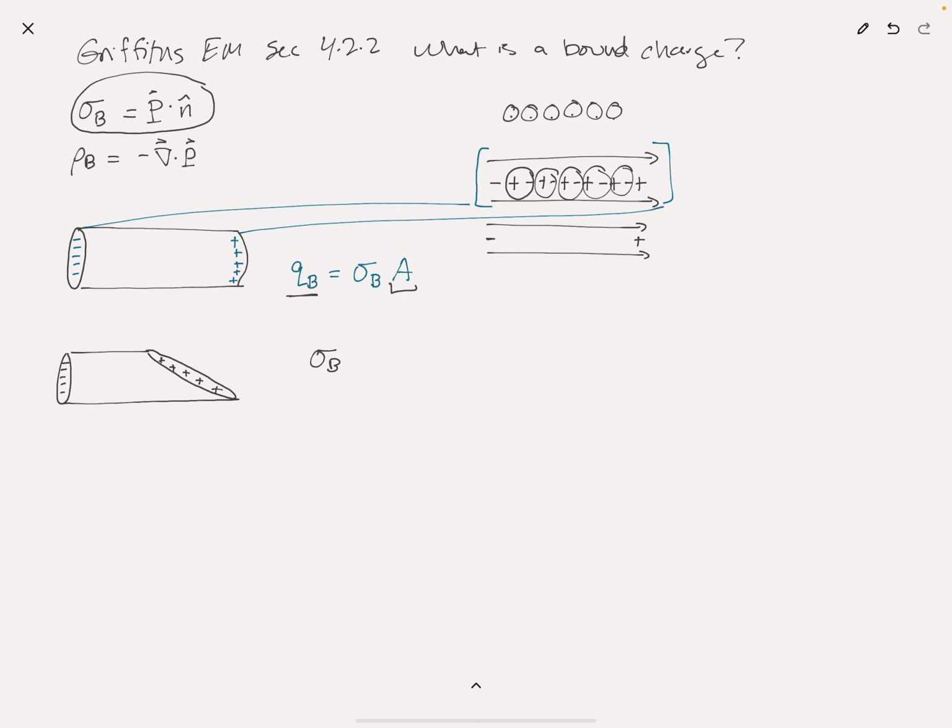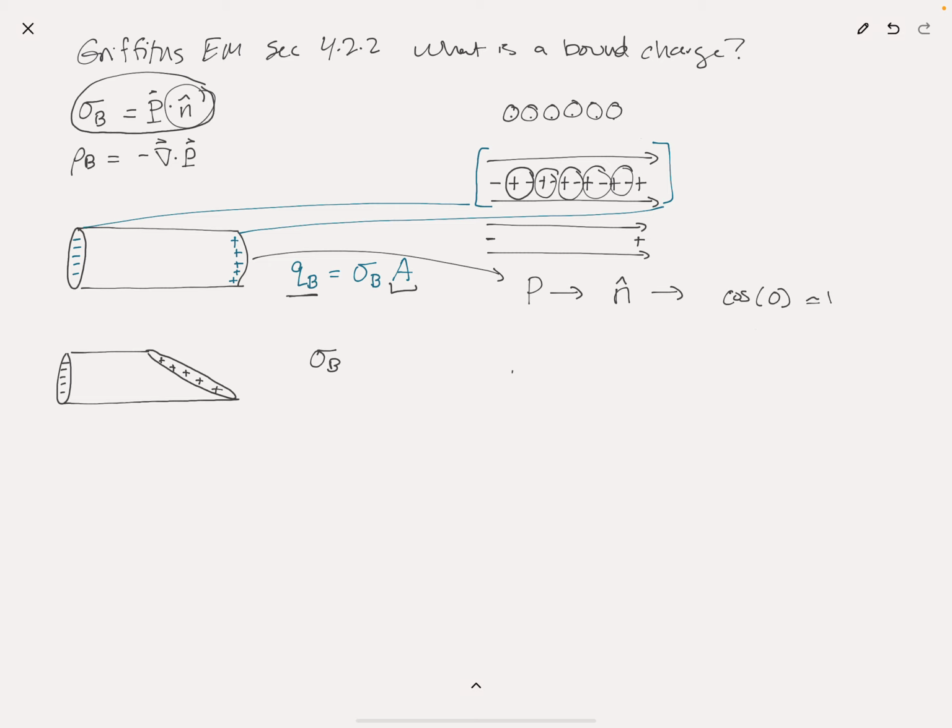Okay, so because this is related to the size of my surface, it has to have something to do with the orientation of my surface. Okay, so in the first example over here, the polarization was to the right, and the normal vector was also to the right. Since they're both pointed in the same direction, this cosine of 0 gives us 1. All right, so that's the maximum value you can get from a particular configuration for a bound charge.